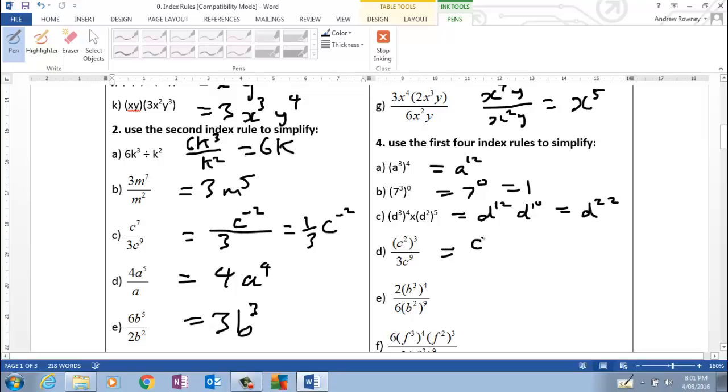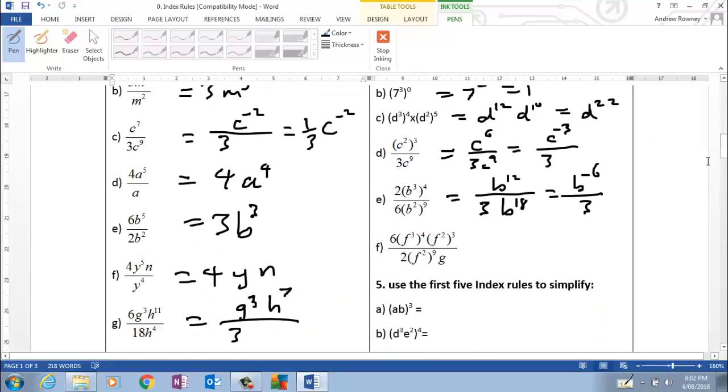This one's c6 on 3c9. Now the 3 stays on the bottom, 6 take 9, so we have c to the minus 3. 2 divided by 6, that's 3 on the bottom. And you've got b12 on the top, and on the bottom we have b18, 9 2s are 18. Now 12 take 18 is 6, but it's on the bottom, so it's minus 6 all over 3. 6 divided by 2 is 3.